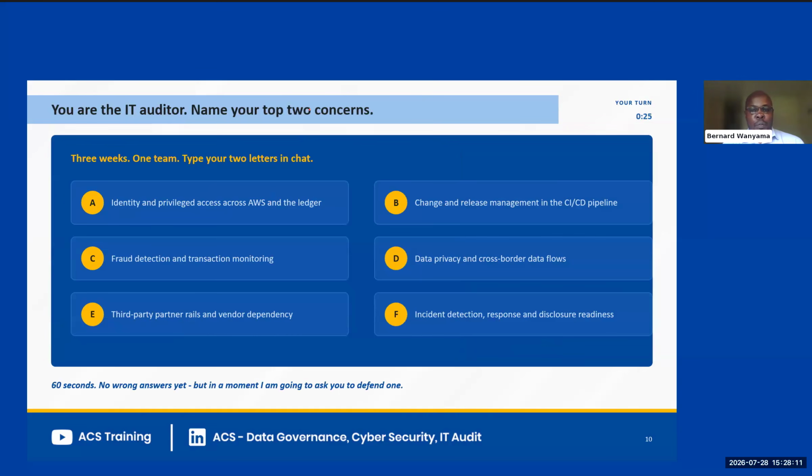So, as an IT auditor, what are your top 2 concerns out of this? Again, you might have a very specific concern that is not even listed here. You could put that in the chat, but let's give it a shot. What would be your top 2 concerns here? I hope the question allows us to answer, to choose top 2.